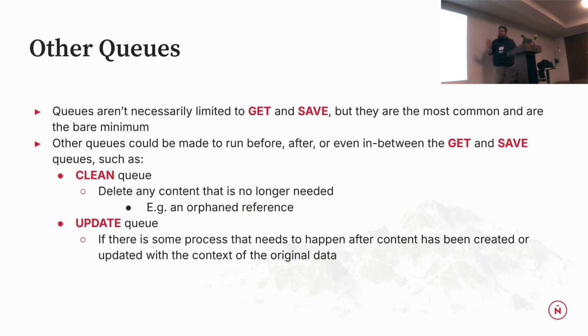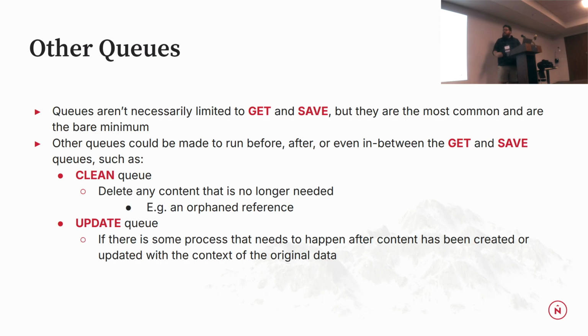So queues aren't necessarily limited to get and save, but they're pretty common and they're the bare minimum in my opinion. But we can have other queues that maybe have to run before, after, or in between get and save. Maybe there's a clean queue that deletes content after. So, what if we're importing content from a file that's our source of truth, and I didn't import like 5 things from the first file? Say I imported 100 things, the second file only has 95, well maybe I should delete those 5 things because I don't care about those things anymore. We'll do some kind of garbage cleanup. So maybe that's a queue that runs after the save, right?